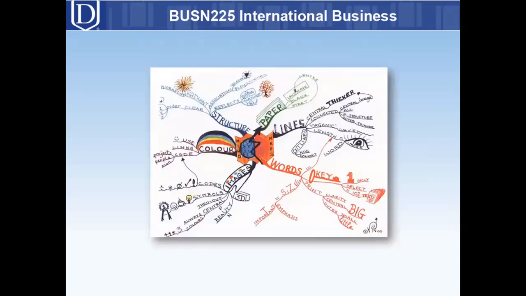Look at the middle. There's a mind, and there are words and images and colors and structures and paper and lines. Okay, now, in a minute, I'm going to show you where all of that comes from. Remember, this is about mind mapping. I'm going to show you exactly how this is done. Remember those: color, images, words, lines, paper. And in the middle are maps. So this is based on mind mapping.